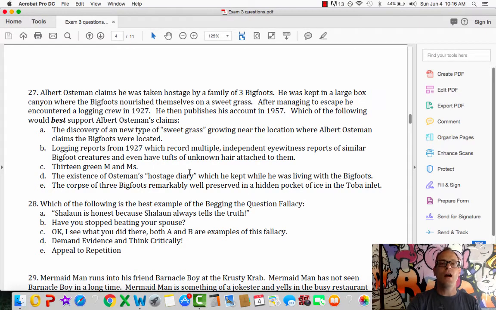The rest here, a hostage diary might be helpful. Logging reports from ultimately other independent eyewitnesses with tufts of hair, that would be good. It wouldn't establish the claim. The tufts of hair might help. But the best answer here is going to be E, right?